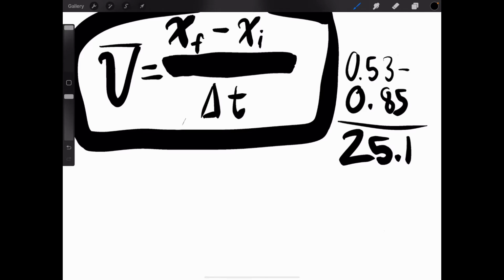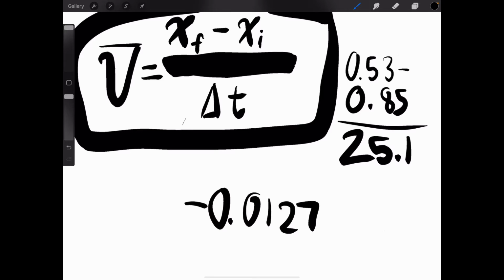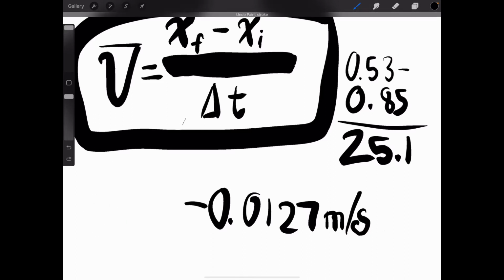I got my answer. Minus 0.0127 meters per second. That is still the one. So velocity has meters per second as its unit. Just like speed, except with direction.